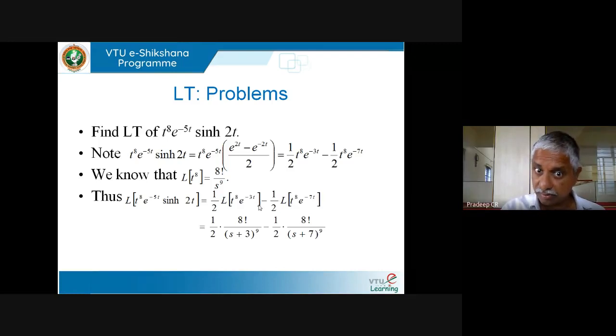And then remember, how did I realize I had to do this? That is important for me, you have to understand that. With e power 8t, it is tempting to use that third formula: Laplace of t power n into f(t) is minus 1 power n, nth derivative of F(s). Nth derivative means I have to differentiate 8 times here because I'm multiplying by t power 8. That should be the clue for you.